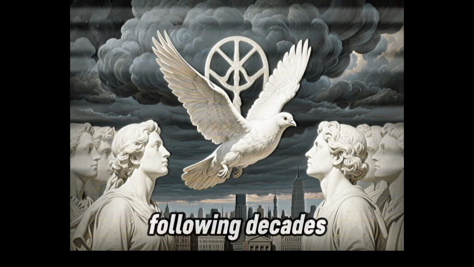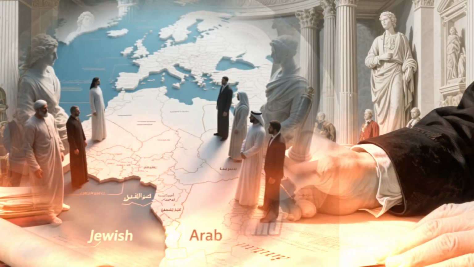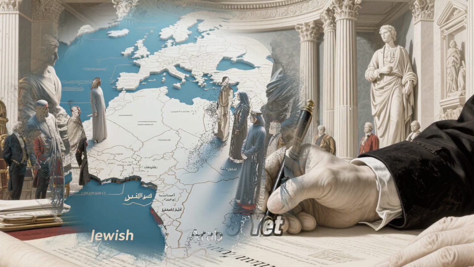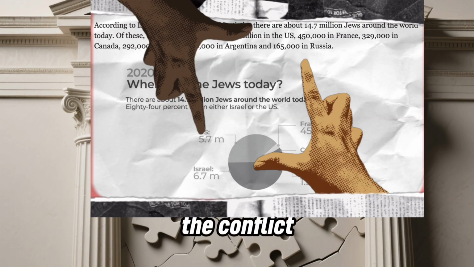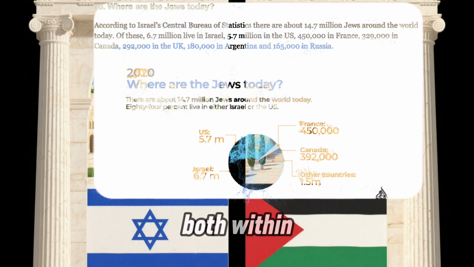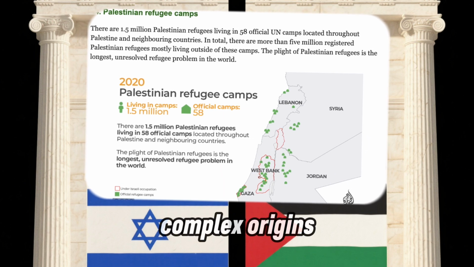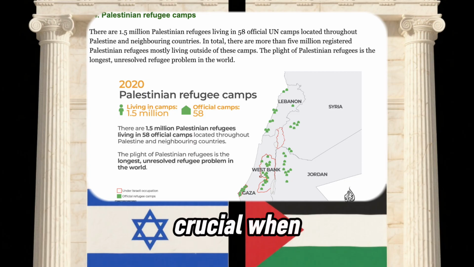Over the following decades, there were efforts toward peace, like the agreement with Egypt in 1979 and with the Palestine Liberation Organization in 1993. Yet, despite these agreements, the core issues of the conflict remain unresolved. The existence of Israel continues to trigger acts of war and violence, affecting lives both within the region and beyond. This is just a brief look into the complex origins of this long-standing conflict. Understanding this history is crucial when we think about the present and the future.